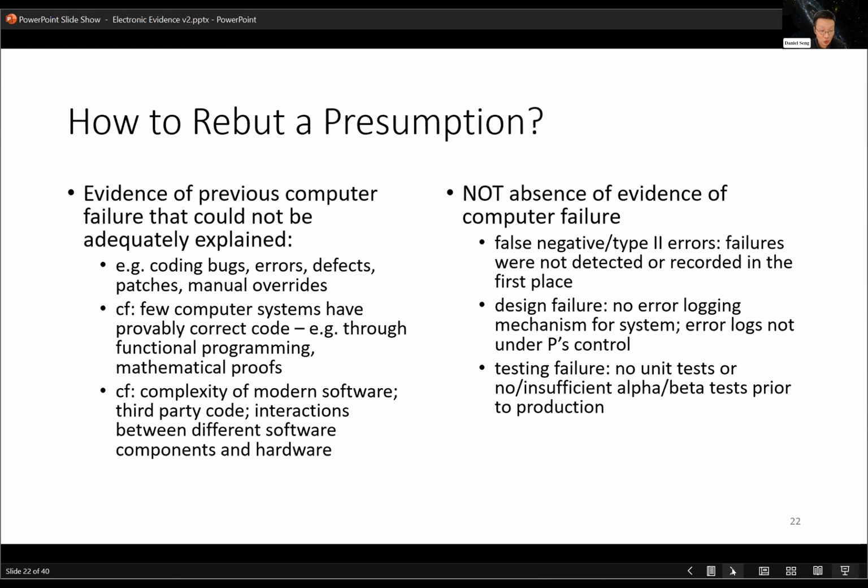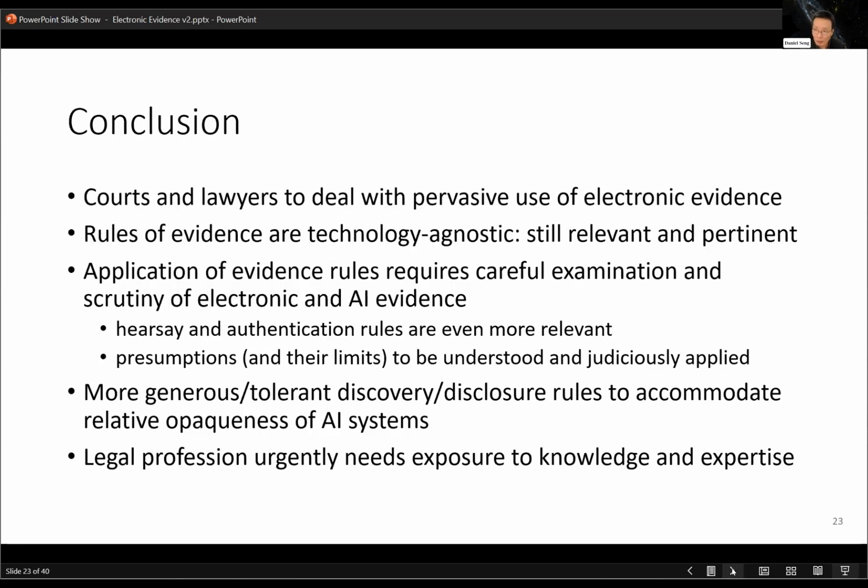And this is what the presumption tries to do. It tries to strike a balance between requiring the proponent to prove every single element of a computer system that works properly and focusing the attention of the courts on those components that do not actually work. So I think the long and short of it is that we have to deal with the pervasive use of electronic evidence.